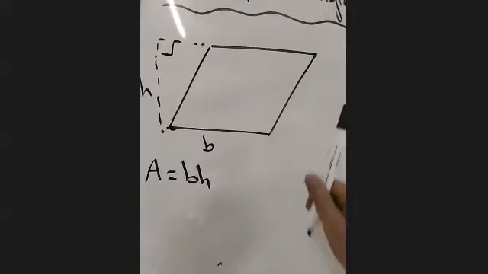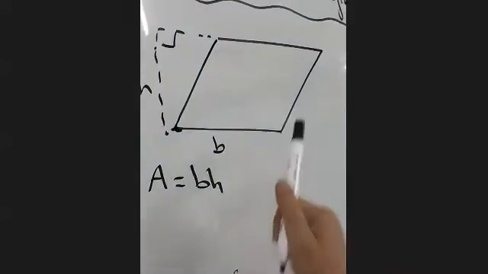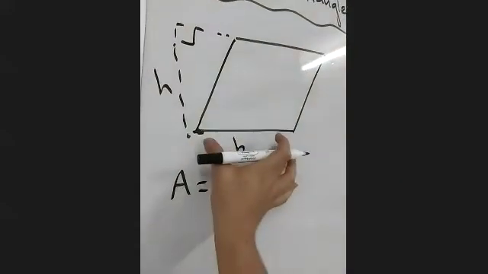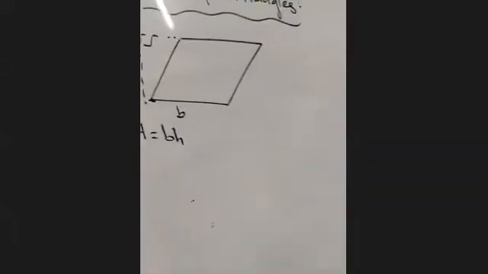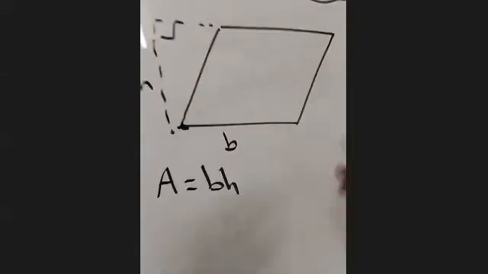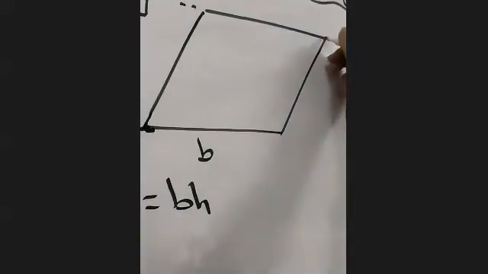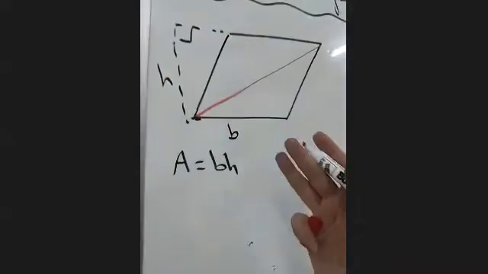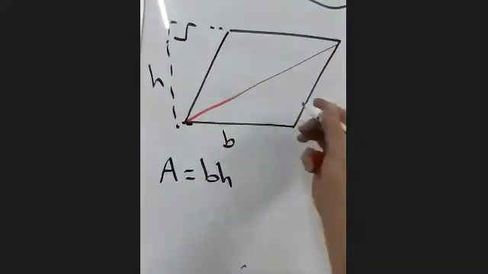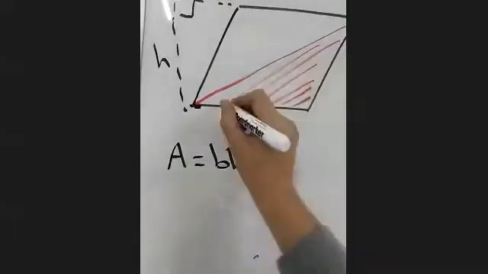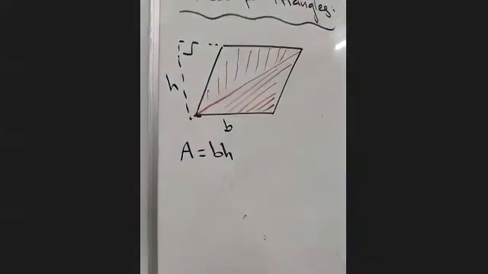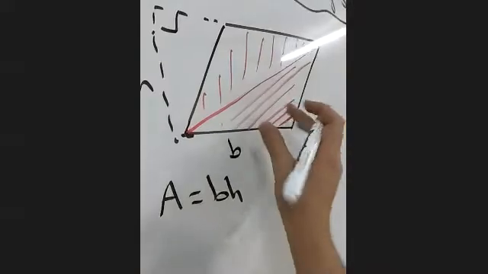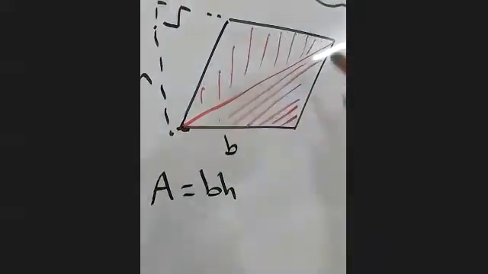Again, in the previous lesson, we took the parallelogram. We said if we have base B and height H, the area is base multiplied by height. But what if we divide this parallelogram? Let's divide it using this diagonal. What do we have here? We have two congruent triangles. So a triangle is half of a parallelogram.